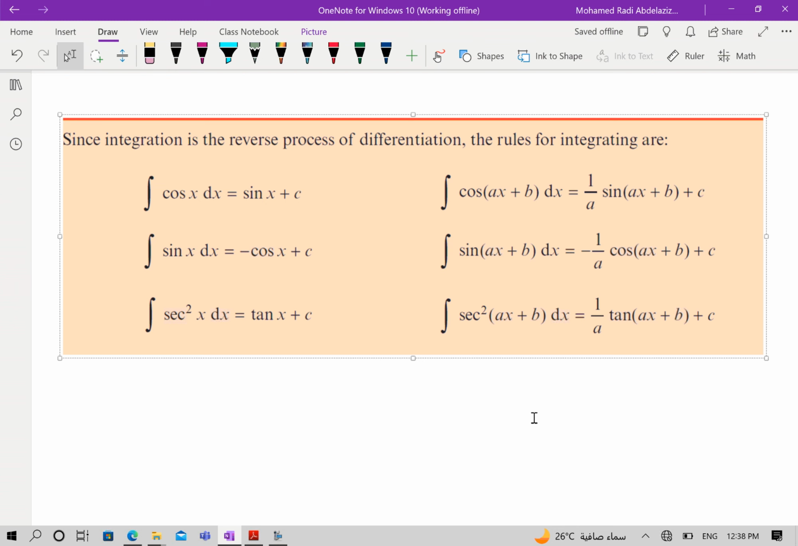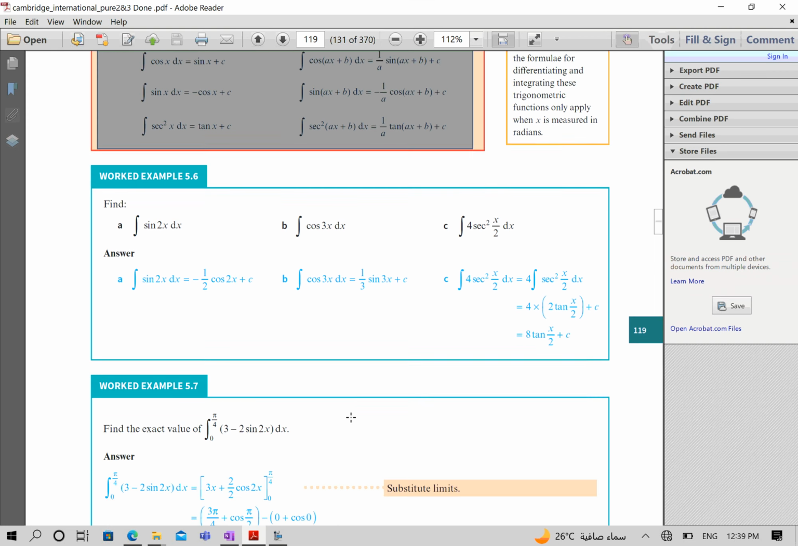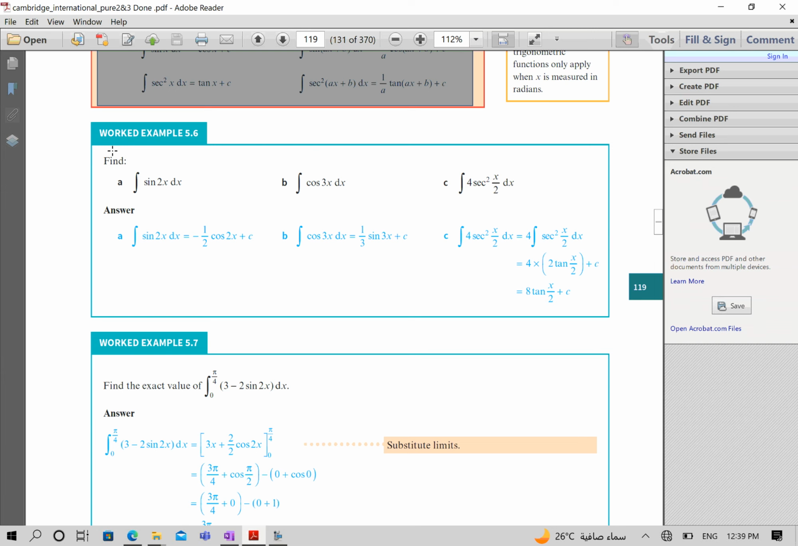So this shows the difference between differentiation and integration. Differentiation is multiplied by a. Integration is divided by a, or 1 over a.